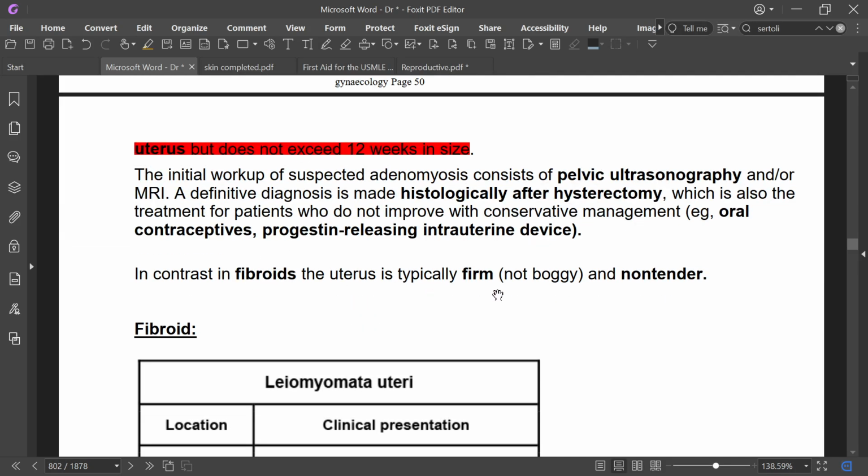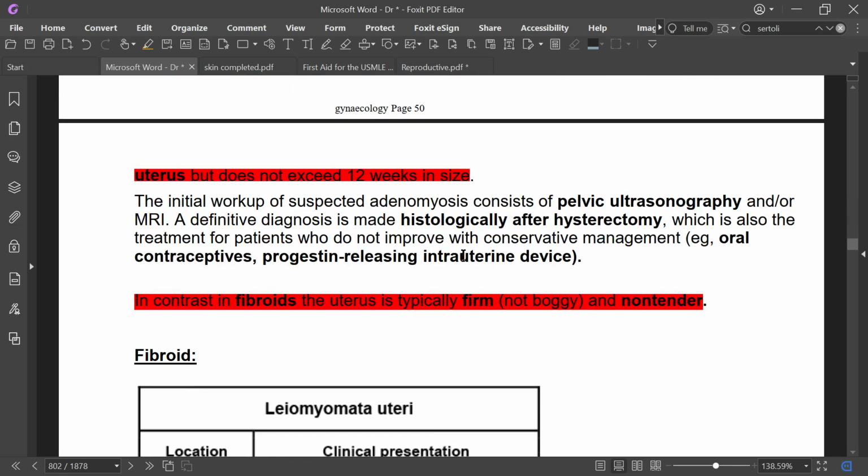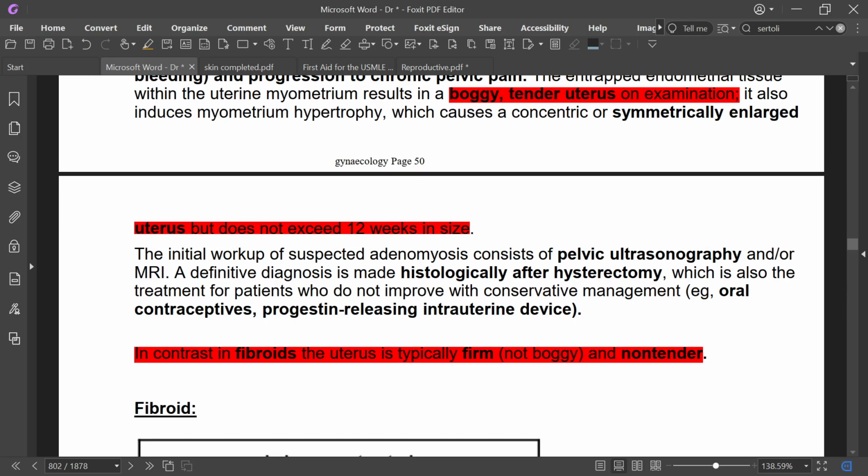In contrast, fibroid is firm, not floppy, and non-tender, and fibroid can exceed 12 weeks size. Initial workup of adenomyosis is pelvic ultrasonogram or MRI, and a definitive diagnosis is made histologically after hysterectomy, which is the treatment for patients who do not improve with conservative management. And that is the fifth part of my lecture. Okay.